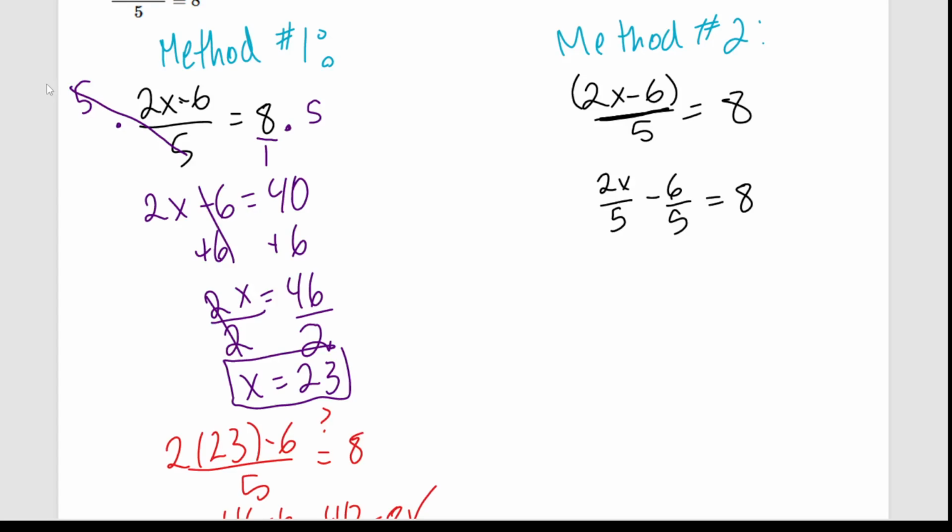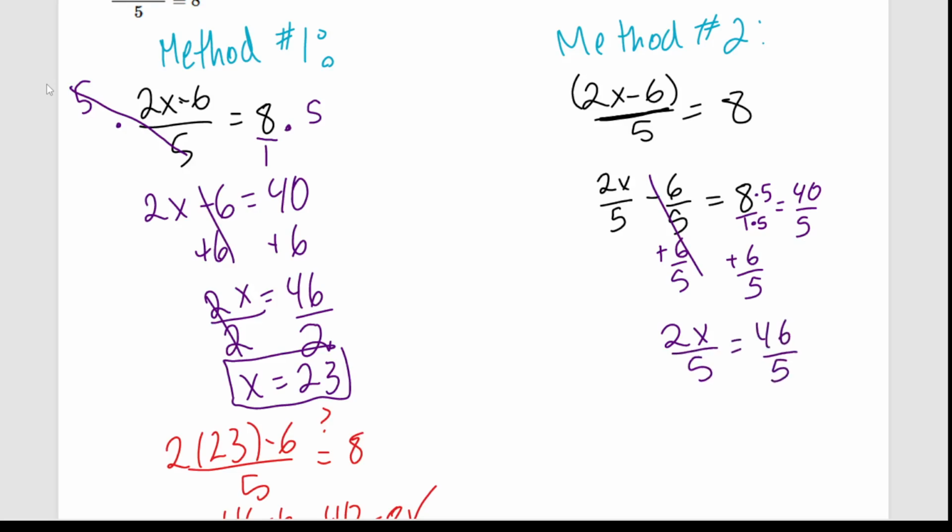Then I would just kind of directly deal with all of these fraction operations. So I'd probably want to undo subtracting 6/5 by adding 6/5 to both sides. Typo there. And if I currently have an 8, if I want to do 8 plus 6/5, I've got to change 8 to have the same denominator. So I would multiply both the numerator and denominator by 5 to get us 40 over 5. So I'd be left with 2x over 5 is equal to 46 over 5.